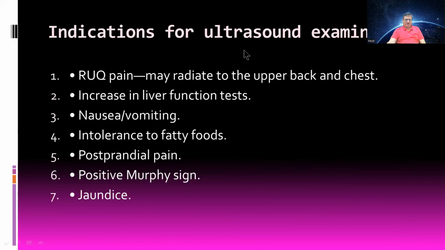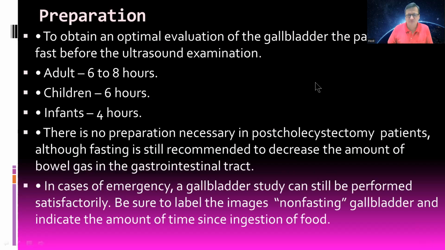So, indication of the ultrasound examination of the biliary system is right upper quadrant pain, which may radiate to the upper back and chest. Increase in the liver function test, nausea, vomiting, intolerance to fatty food postprandial, positive Murphy sign, and jaundice. These are the indications for the ultrasound examination of the gallbladder system and the biliary system.